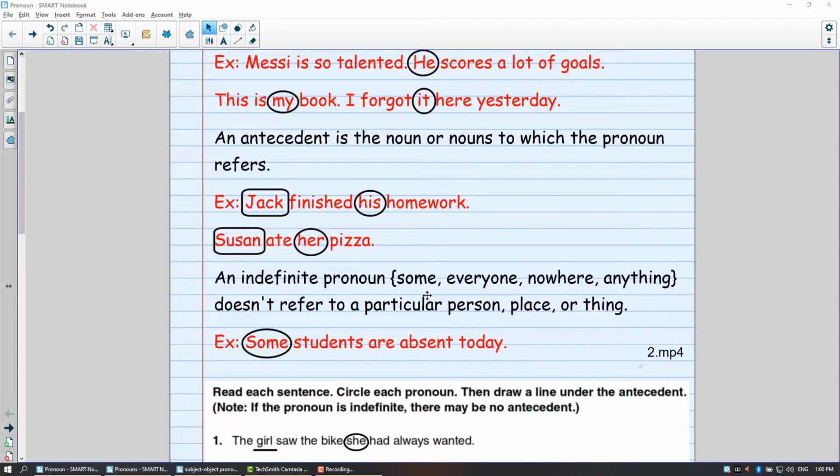Okay? For example, when you tell me, I want to eat anything, I'm very hungry, I didn't know the type of food that you want to eat. You are talking in general. So it's not a particular person, place, or thing. Example, some students are absent today. So the word some is called indefinite pronoun. Why? Because we don't know the names of the absent students today. We just mentioned that some students are absent, but we didn't mention the names. Okay? Is it clear?